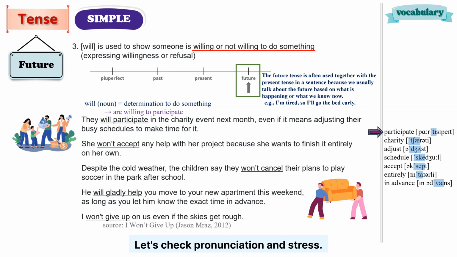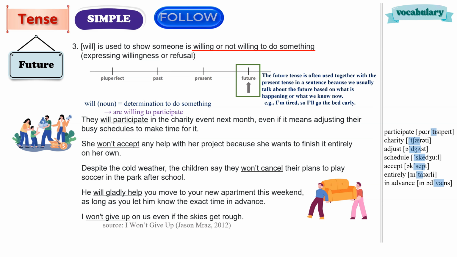Let's check pronunciation and stress. They will participate in the charity event next month, even if it means adjusting their busy schedules to make time for it. She won't accept any help with her project because she wants to finish it entirely on her own. Despite the cold weather, the children say they won't cancel their plans to play soccer in the park after school. He will gladly help you move to your new apartment this weekend, as long as you let him know the exact time in advance.